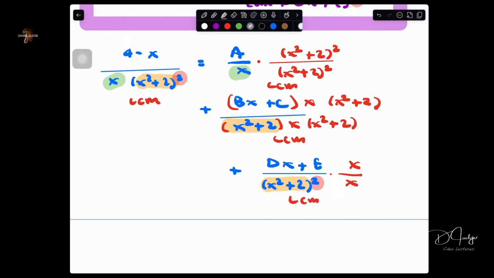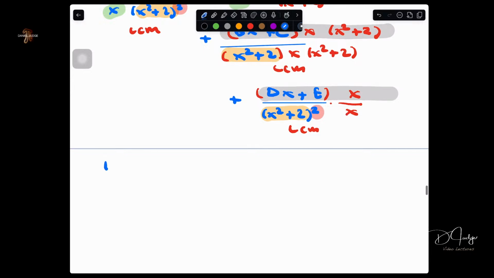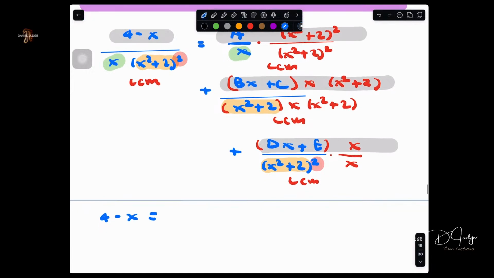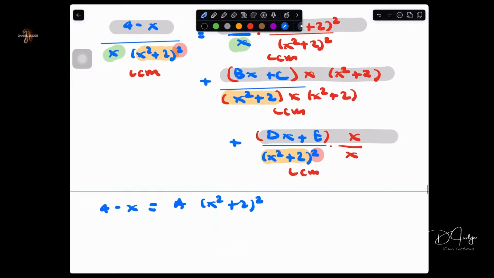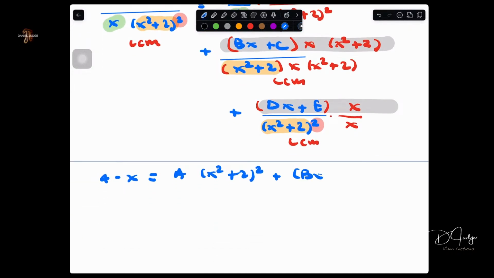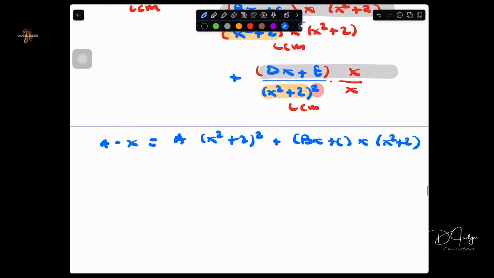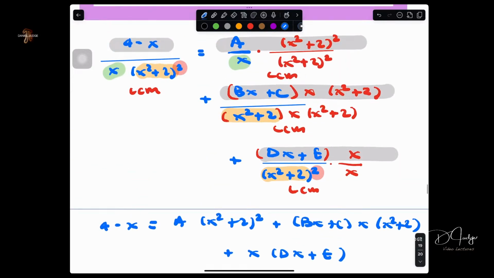And what that implies, again, is that the numerators will be equal because you have the same fractions there, just like we've seen in the past. So that equation, like we've seen earlier, was 4 minus x will equal A times x squared plus 2 squared, plus Bx plus C times x times x squared plus 2, plus Dx plus E times x.